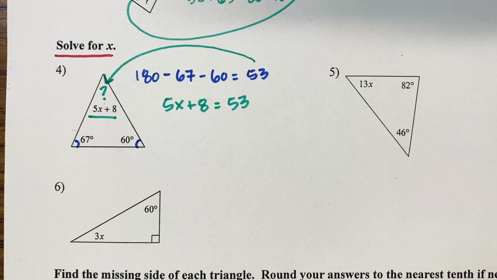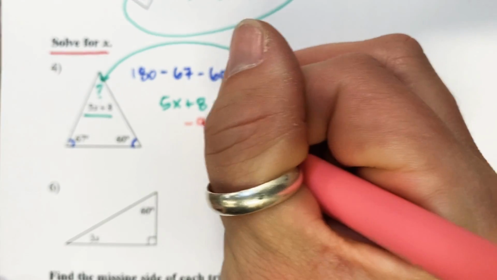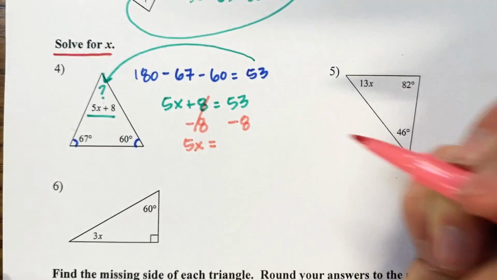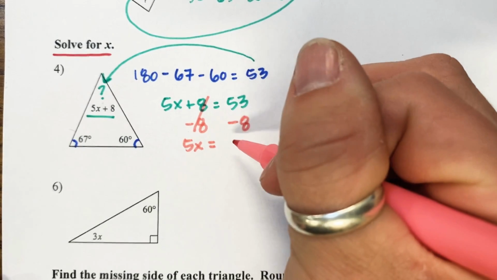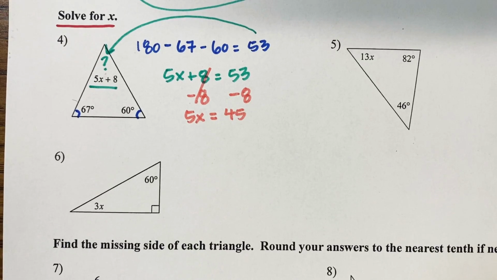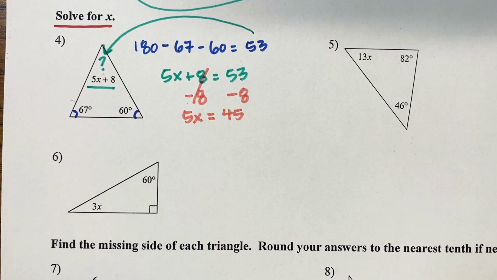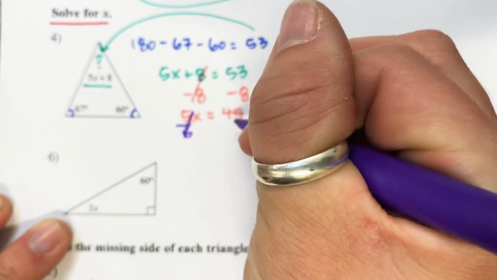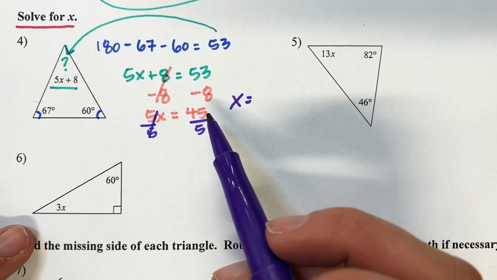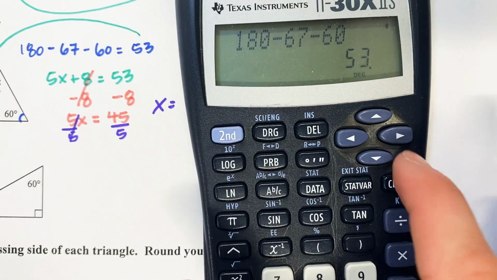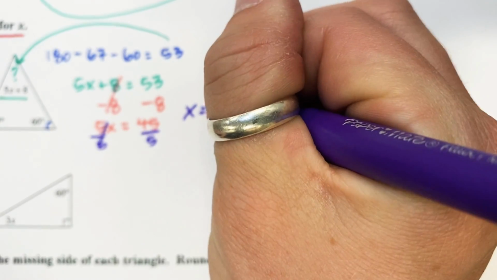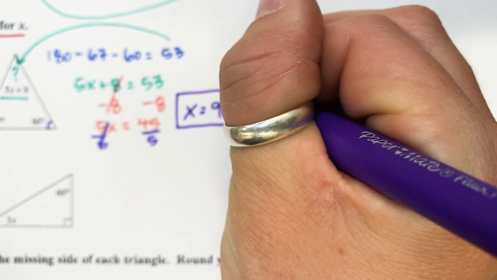So what is the opposite of plus 8? We're going to subtract 8 from both sides of my equal sign. I get 5x equals 53 minus 8, which is 45. And my very last step to get x by itself, what is the opposite of times by 5? We're going to divide by 5. So for number 4, x is equal to 45 divided by 5, which if you don't know this off the top of your head, you can use a calculator. So we get x is equal to 9. And there we go.